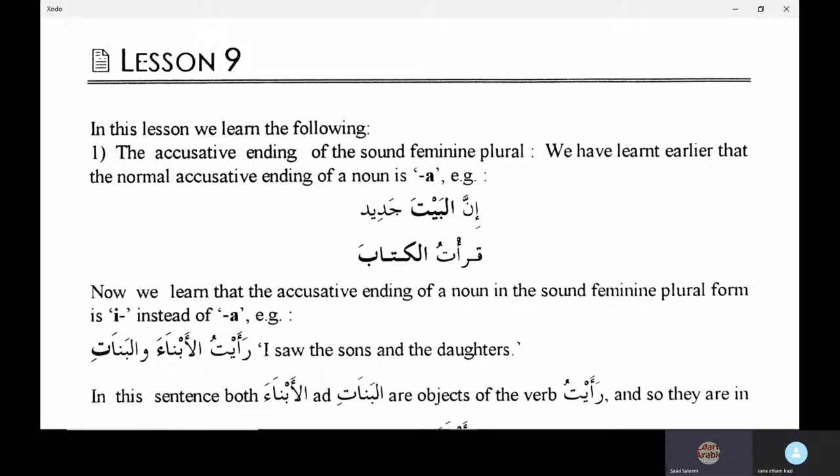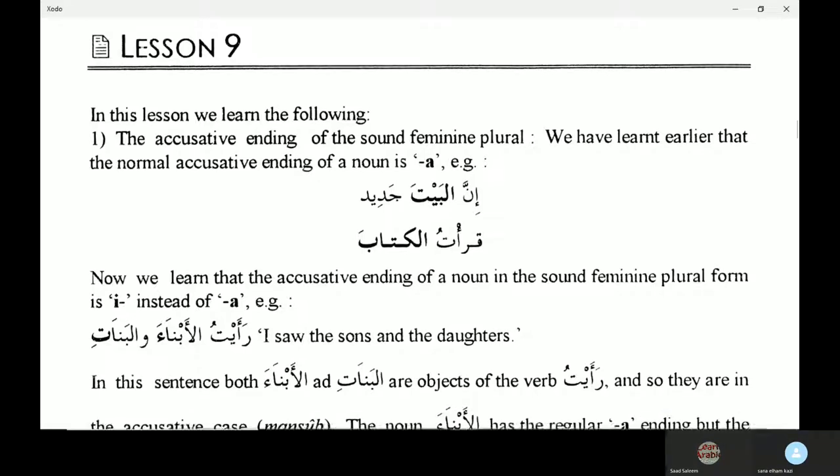What is the sound feminine plural? Jam' mu'annath salim. Do you know what salim is? In English, what is the meaning of sound? Sound means intact, unchanged. A plural that has not changed. For example, the plural of bint is banat. The original word is present in bint. That's why it is called sound plural.